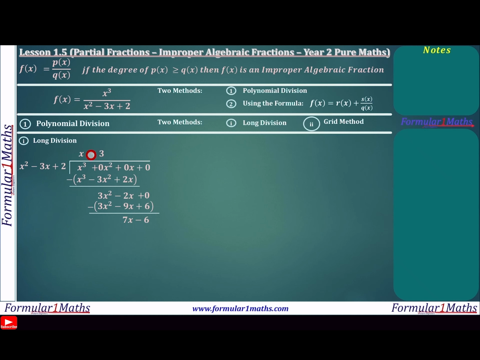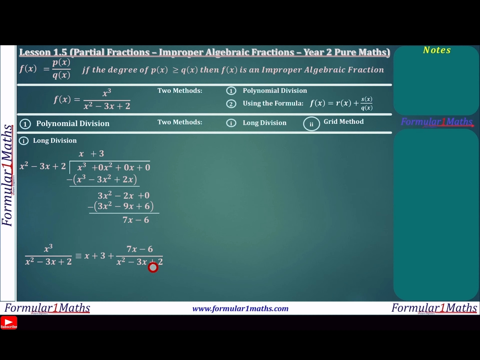And so we can write this fraction as follows. That will be equal to x plus 3 being the quotient plus a proper fraction, where 7x minus 6 is the remainder over the divisor, which is x squared minus 3x plus 2. In some instances, this will not be the final solution because in some cases, the denominator, or the quadratic, can be factorized. But in this case, x squared minus 3x plus 2 is irreducible. That means we cannot factorize it, and that's why we leave our answer like that, and that is, on this occasion, our final answer.